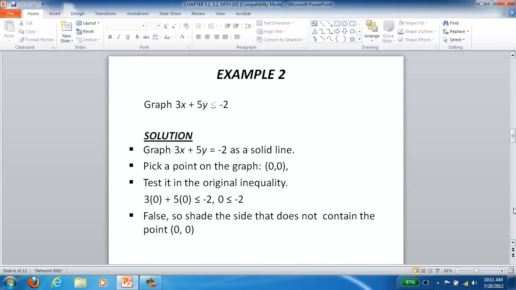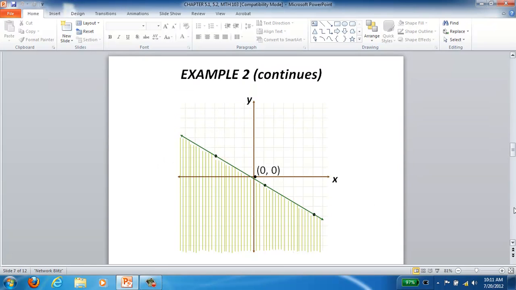Pick a point again not on the graph. Again, convenient. Pick 0, 0. Test that into the original inequality and it produces the statement 0 less than or equal to negative 2. This is a false statement. So the other half of the plane should be shaded. See the graph, the solid line, and the region that is shaded.